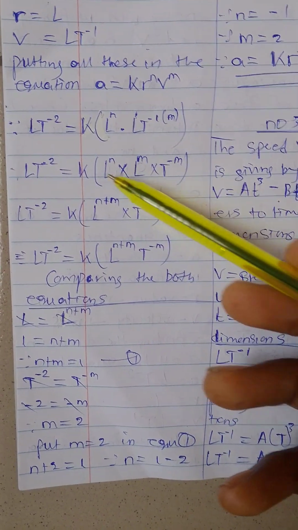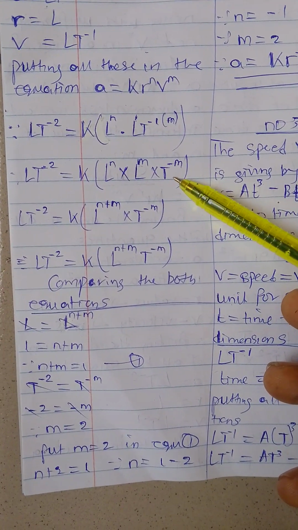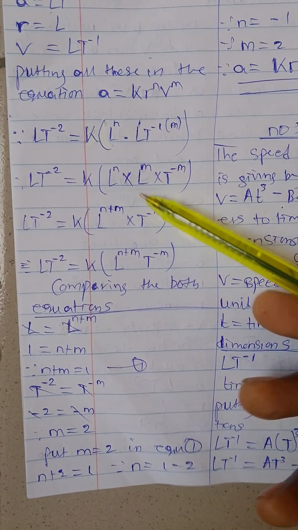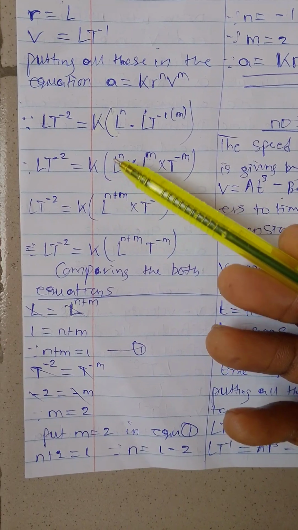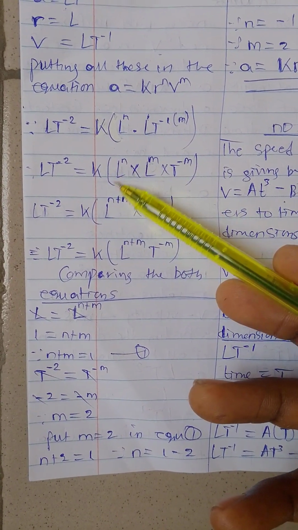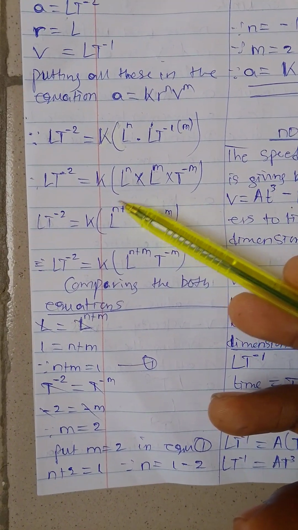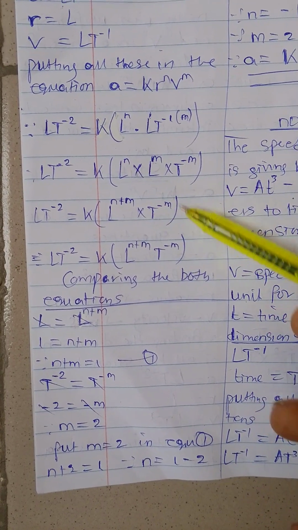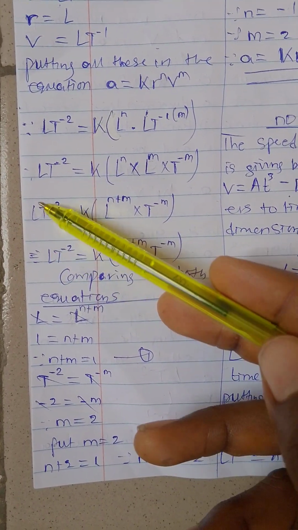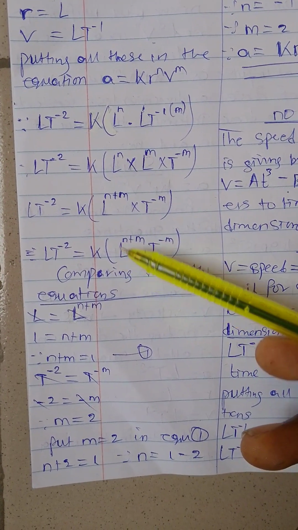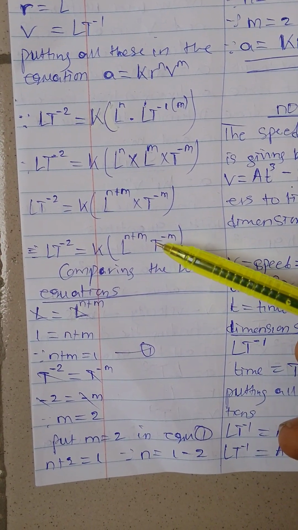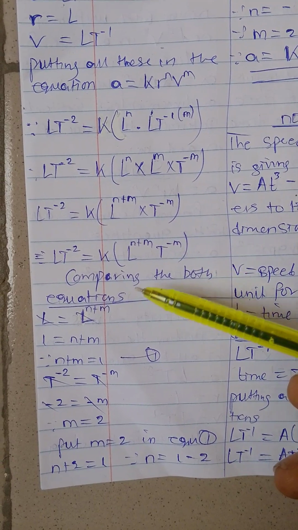Now if we collect like terms, that becomes L raised to the power n times L raised to the power m. Using a law of indices, you take one base and add the powers. That becomes L raised to the power n plus 1 times T raised to the power minus m. So we have L T raised to the power minus 2 is equal to k times the bracket L raised to the power n plus 1, T raised to the power minus m.